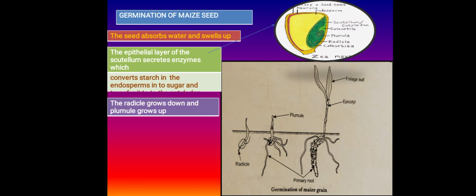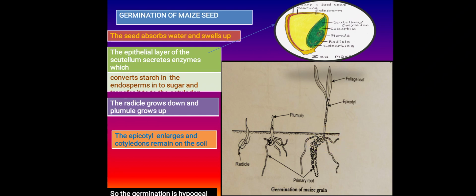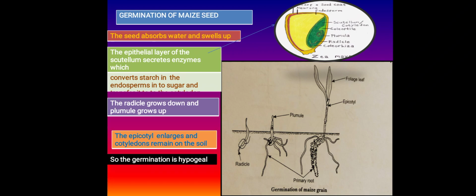The radicle grows down and the plumule grows up. The epicotyle enlarges and the cotyledons remain in the soil. So the germination is hypogeal.